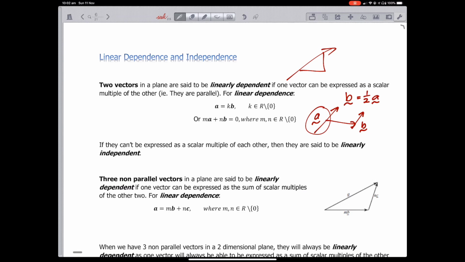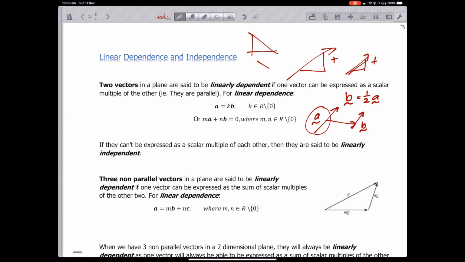So if I have a gradient like that and a gradient like that, the gradient will be exactly the same. It doesn't matter about direction because the gradient will be positive in this case or negative in this case, but one will be able to be multiplied by a scalar factor to get the other one. So that's what linear dependence is.